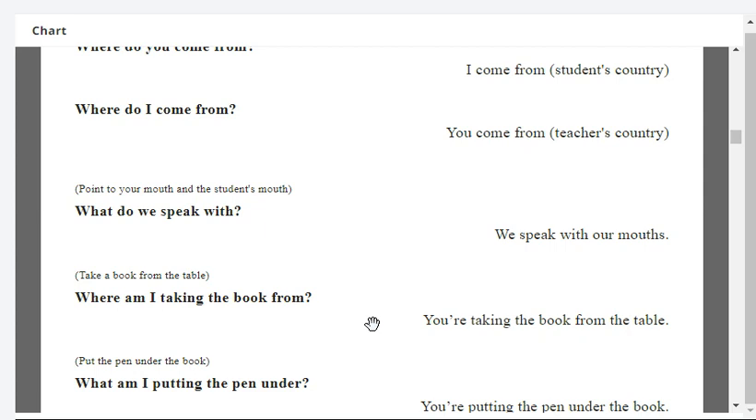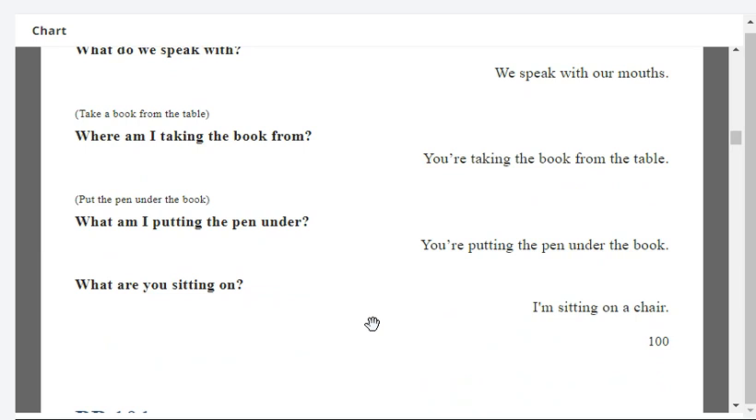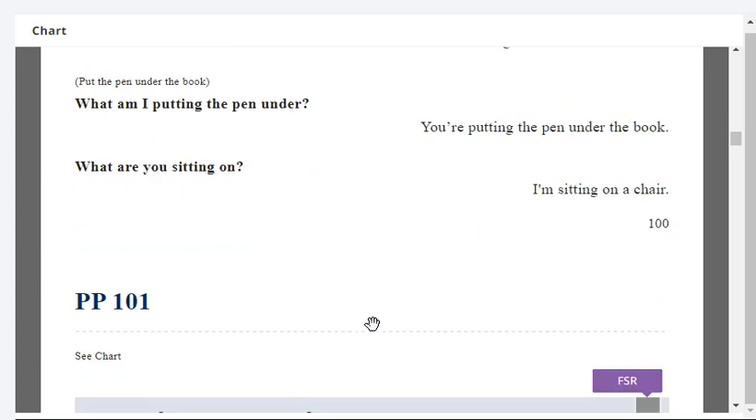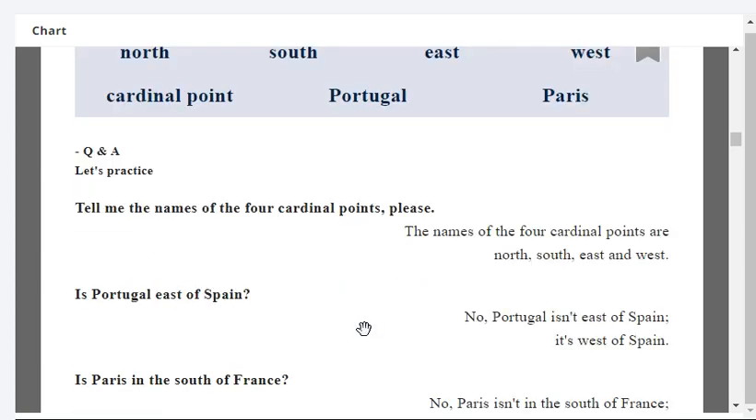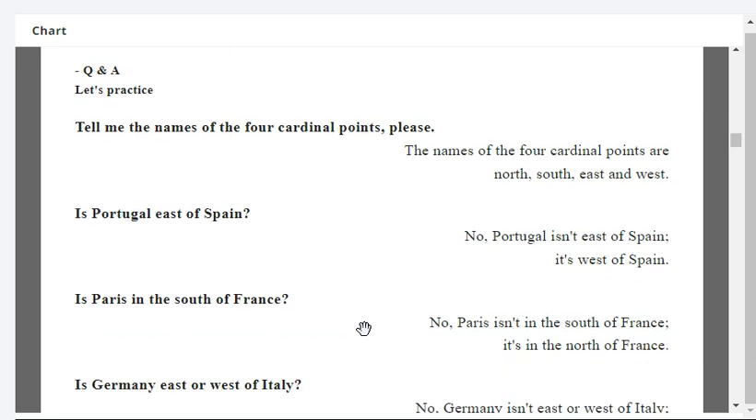Very good. What am I putting the pen under? You're putting the pen under the book. What are you sitting on? I'm sitting on a chair. Very good. Okay, tell me the names of the four cardinal points, please. The names of the four cardinal points are north, south, east, and west. Is Portugal east of Spain?